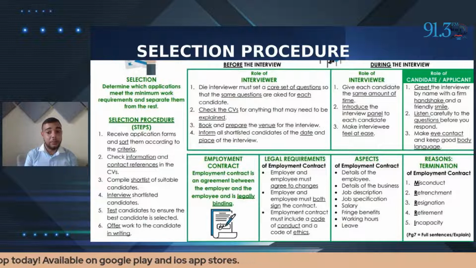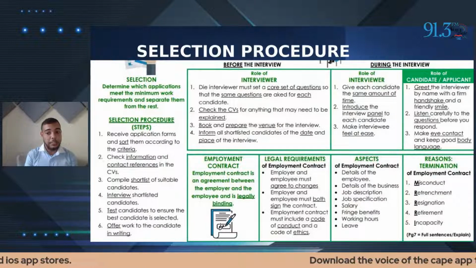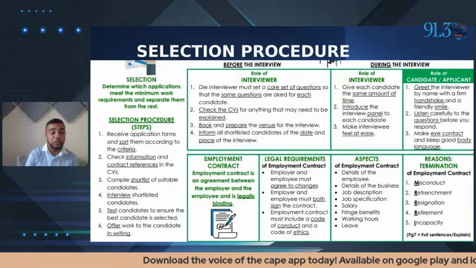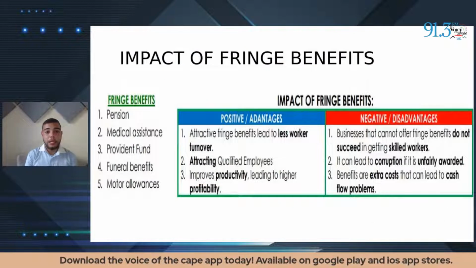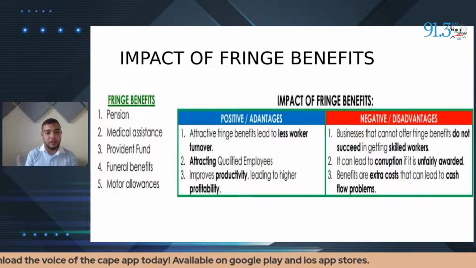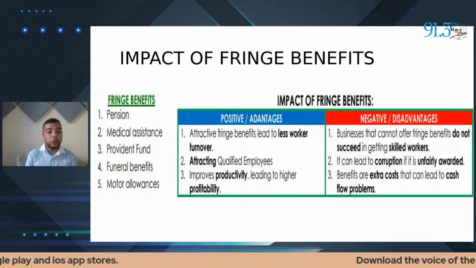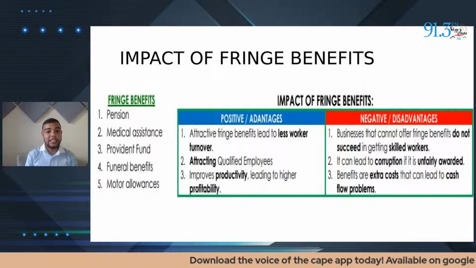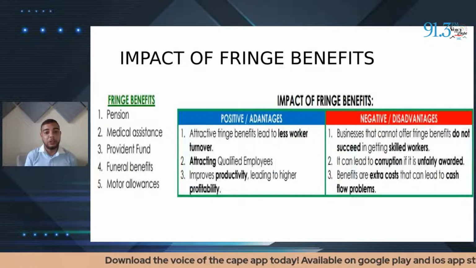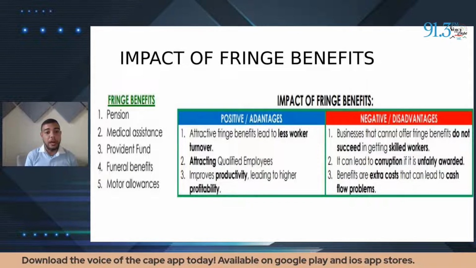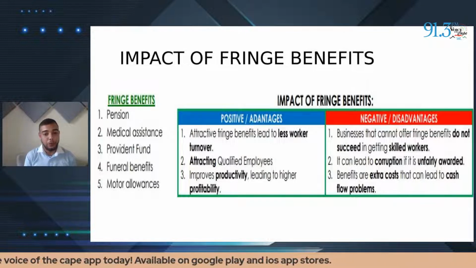The reasons for termination of the contract would then be misconduct, retrenchment, resignation, retirement, or incapacity, meaning they cannot work. So the impact of fringe benefits would be your pension fund, medical assistance, provident fund, funeral benefits, or motor allowances. The positives about this are that it attracts fringe benefits, leads to less worker turnover, and also attracts qualified employees.